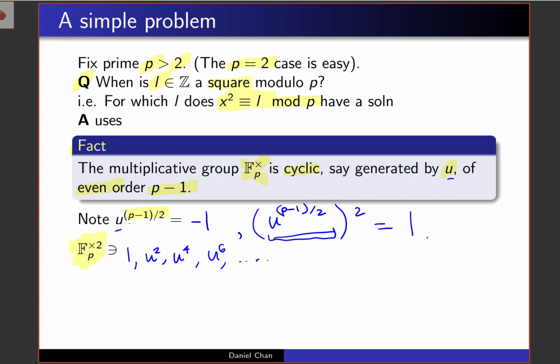So in fact, if you remove the 0, the squares in this multiplicative group form exactly half the elements inside this group, and they're just the even powers of u. You can look at this as a subgroup of F_p cross. Then you can look at the other coset of this subgroup, the non-trivial one, which equals the set of all odd powers of u. That's u, u cubed, and so forth. They're the ones which aren't squares modulo p.